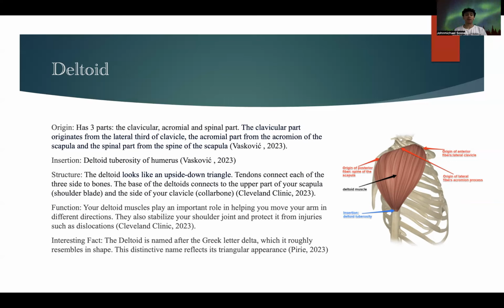The structure of the deltoid is that it looks like an upside down triangle, and the tendons connect each of the three sides to the bones. The base of the deltoids connects to the upper part of your scapula and the side of your clavicle.